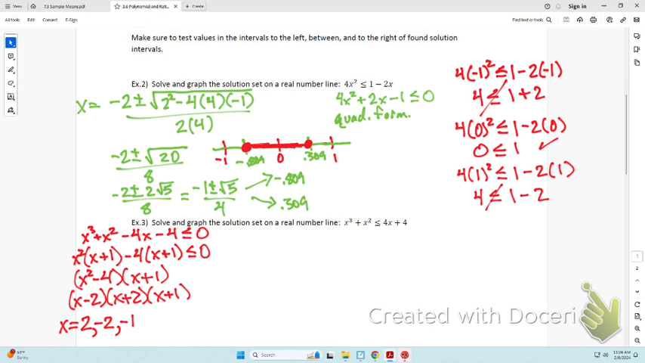So plot those on a number line. And we need to test all the zones. So let's plug in negative 3. Let's plug in negative 1.5. Let's plug in 0. And I'm plugging right into the typed thing. So plug in negative 3.